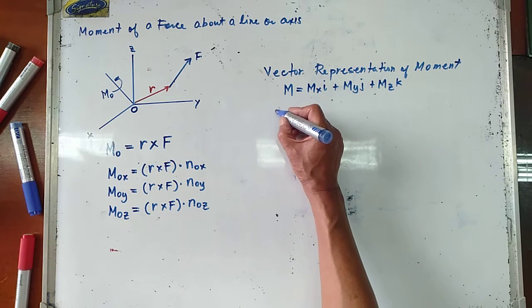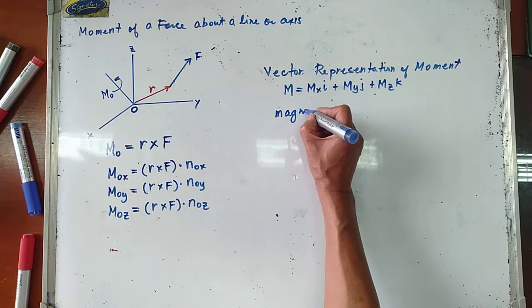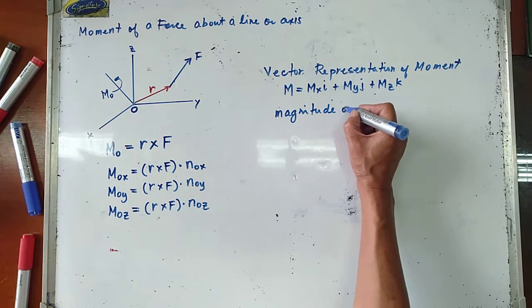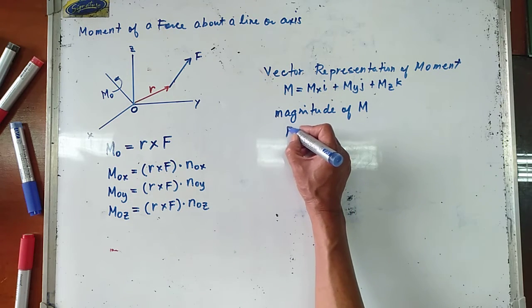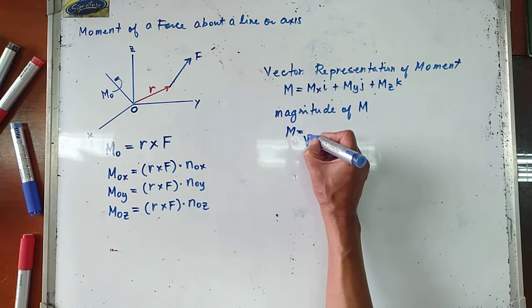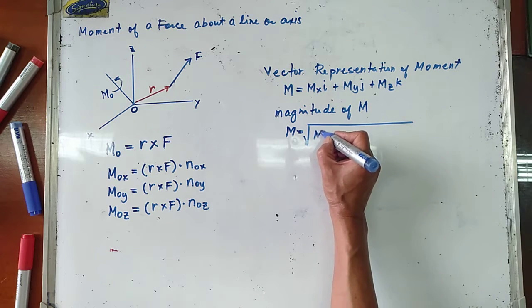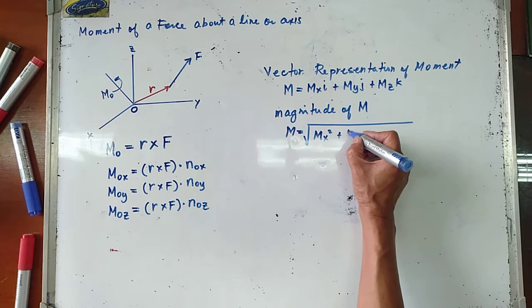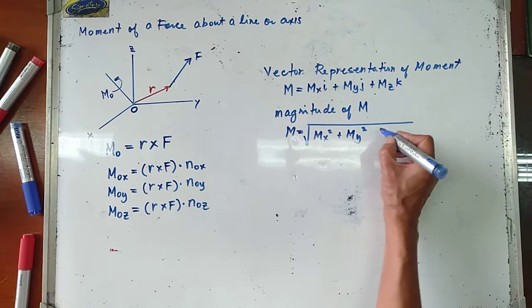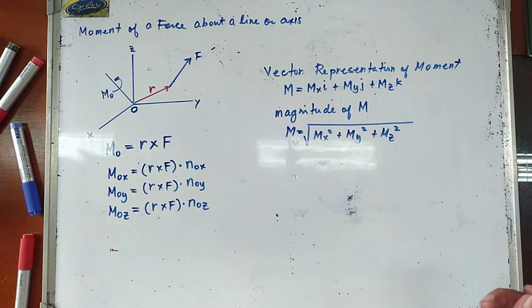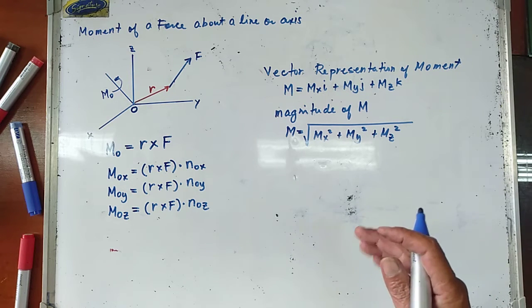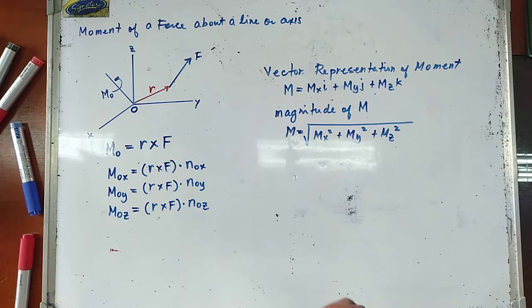So the magnitude of this moment, M, is now equal to the square root of Mx squared plus My squared plus Mz squared. So that's how we determine the magnitude of a moment which is represented in Cartesian vector form.